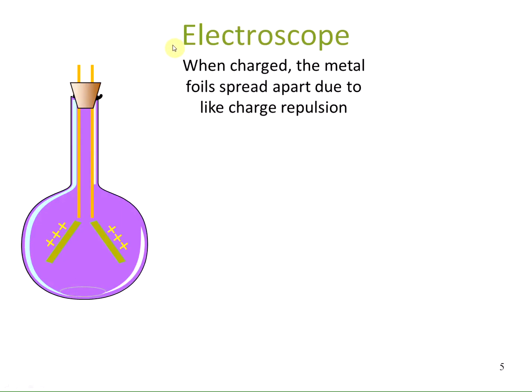So let's talk about what that electroscope is. So when charged, the metal foils, so we've got some metal foil in this flask, they're charged and they've got positive charges on them. And since positive charges are on each foil, they're going to repel each other. So the pieces of foil are pushing away from each other. So when charged, the metal foils spread apart due to like charge repulsion.